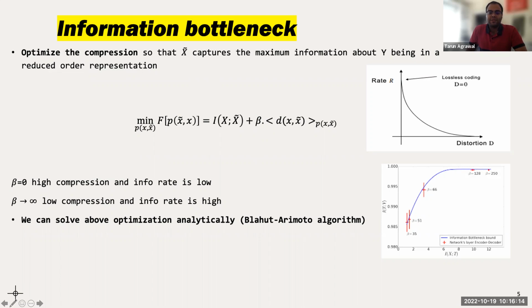So if beta is too low, beta is 0, it's a high compression, and the information flow rate is low. If you can see on this diagram, if distortion is too high, the information rate is too low. And if distortion is too low, which means beta is too high, then the information rate will be too high. So we want to optimize this, where we can get relevant information and it doesn't cost us too much in terms of computation.